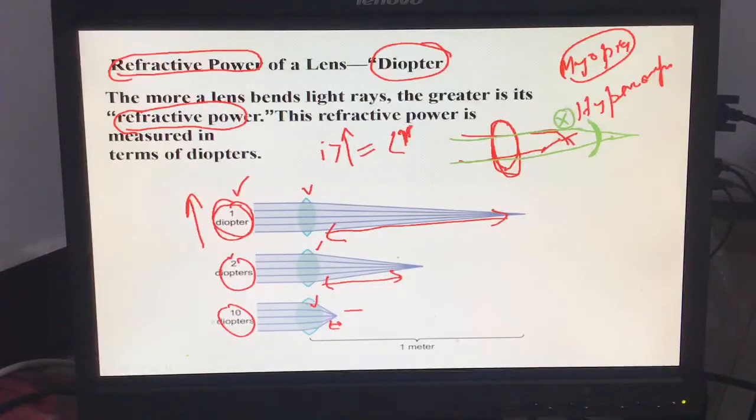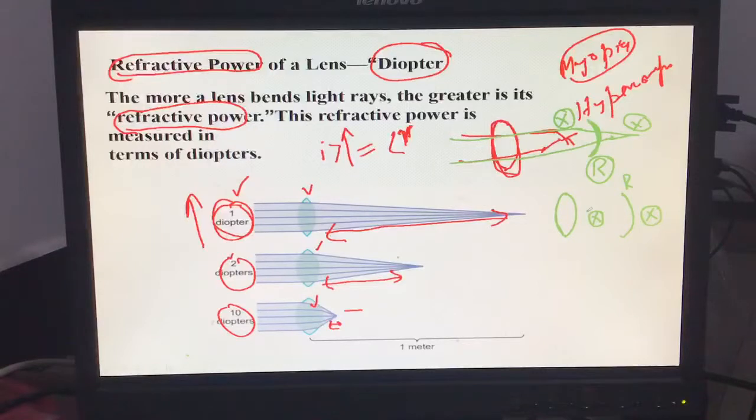The power being too high is not good. The power being too low is not good. There must be accurate power so that your image forms on the retina. In our eye we have a convex lens. If the power is decreased, the image forms here. That is the retina. The image forms just behind the retina. If the power is too high, the image can form in front of the retina.